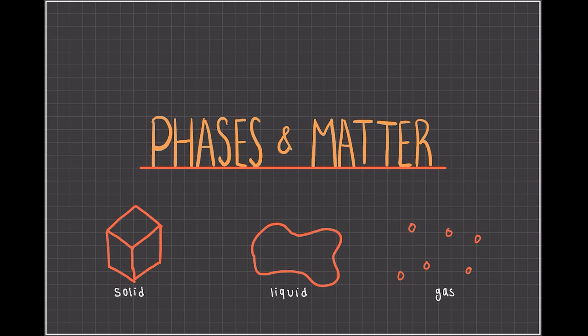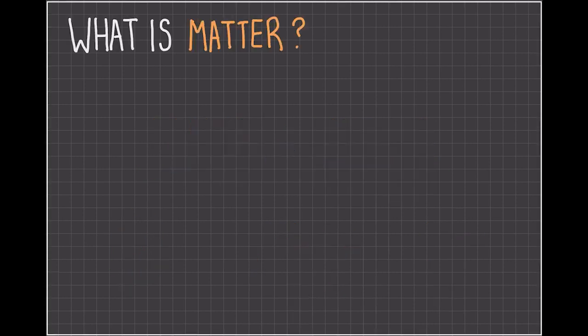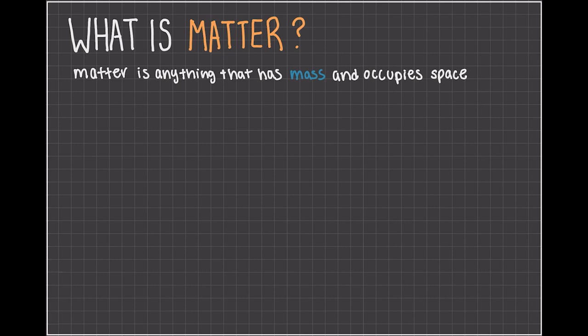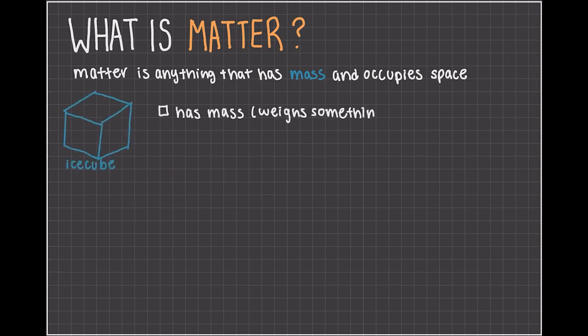Now you might be wondering, what even is matter? Well, matter is anything that has mass and occupies space. Take this ice cube for example. It has mass, which means it weighs something. It occupies space, which means we can hold it, and we know it is a solid.